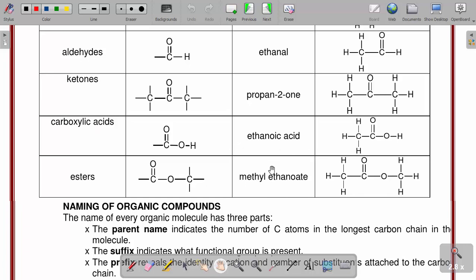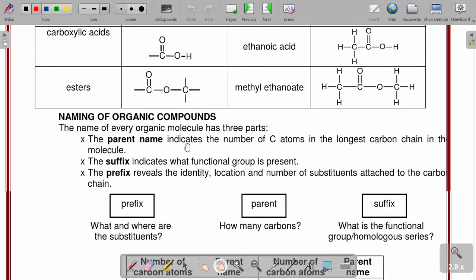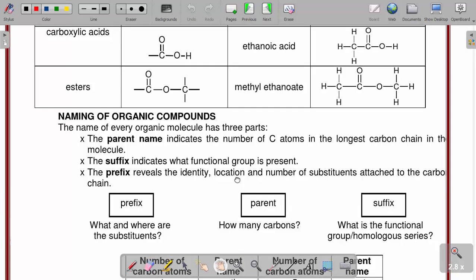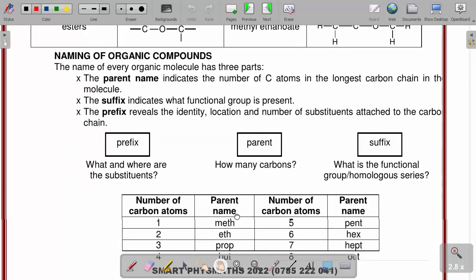So we are going to look at how to name organic compounds. The name of every organic molecule has 3 parts. We have the parent name, which indicates the number of carbon atoms in the longest carbon chain in the molecule, and then we have the suffix that indicates what functional group is present, and then we have the prefix that reveals the identity, location and number of substituents attached to the carbon chain. So we begin with the prefix, then the parent in the middle, and then the suffix.